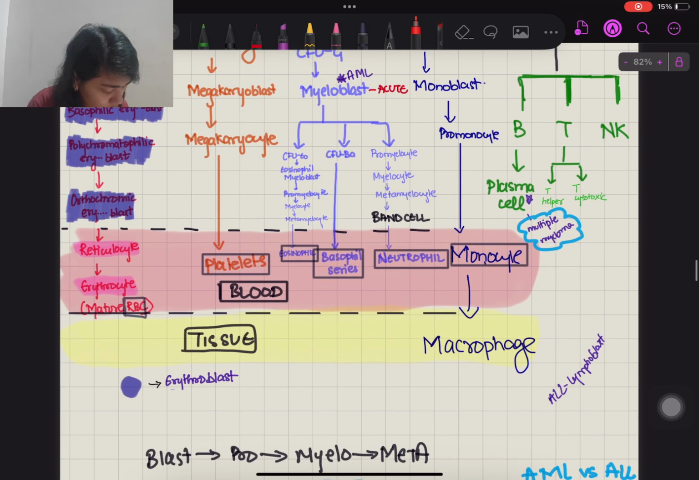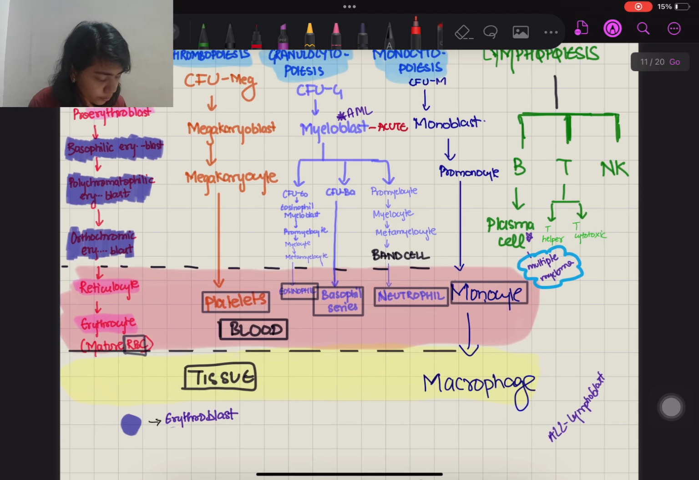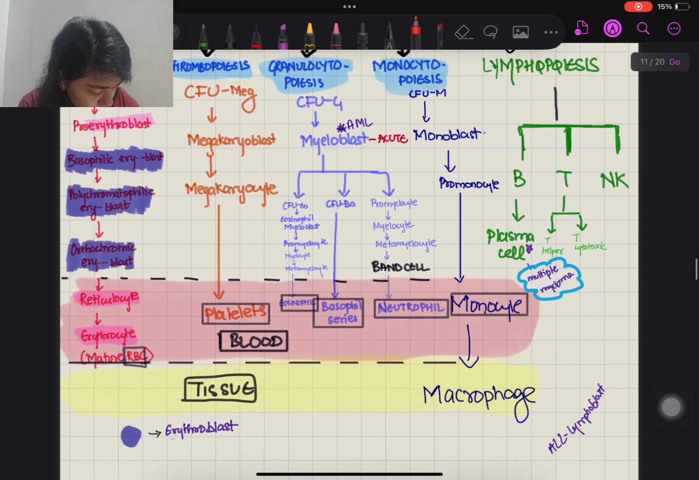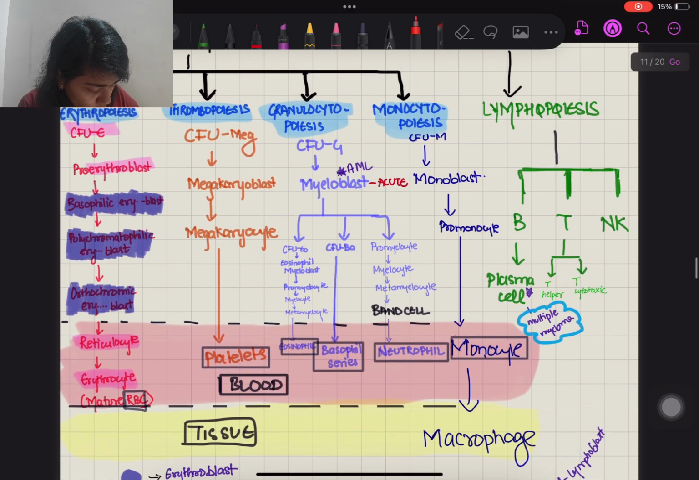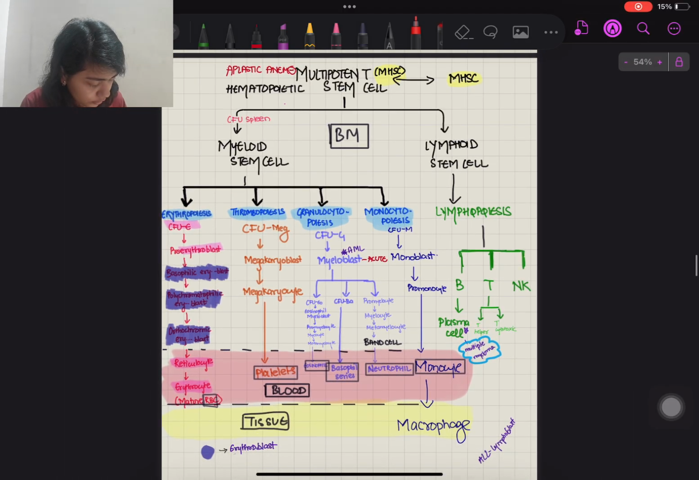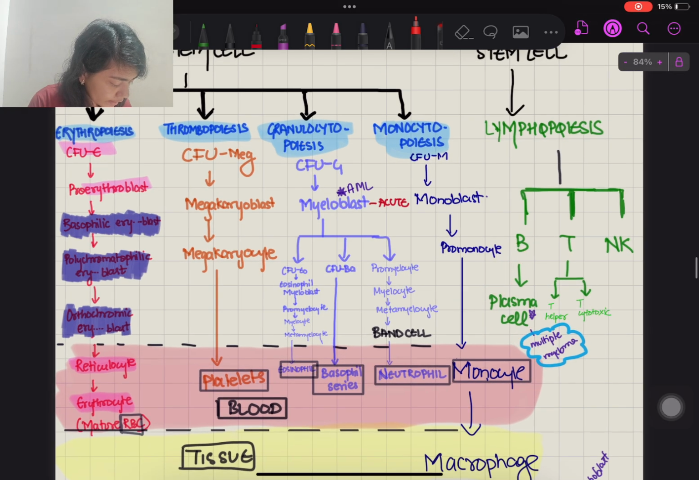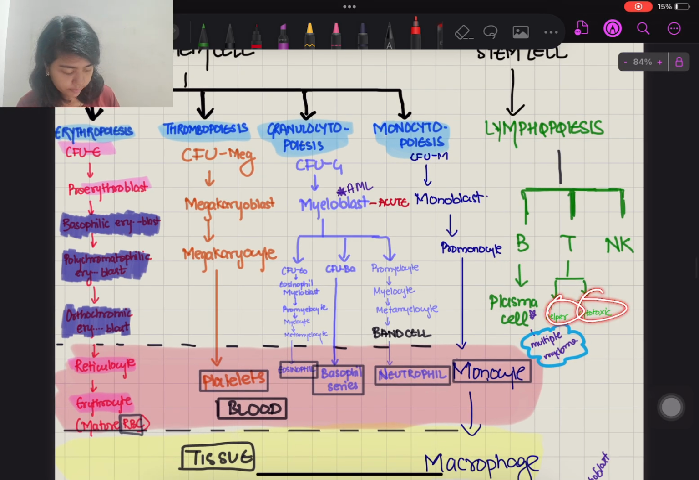So another thing, you would be knowing that monocytes are found in the blood, and as soon as they enter the tissues we call them macrophages. Okay, so hope you have got it. And in lymphopoiesis, B lymphocytes, T lymphocytes, NK is natural killer cells. B lymphocytes will form plasma cells, and T is T helper, T cytotoxic.